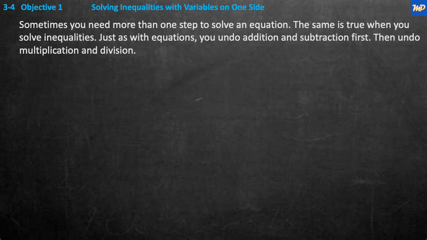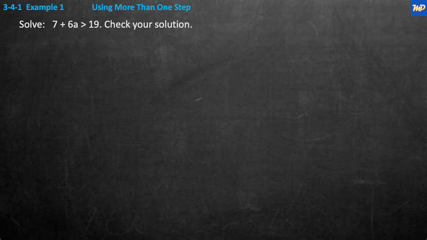Objective 1. Solving inequalities with variables on one side. Sometimes you need more than one step to solve an equation. The same is true when you solve inequalities. Just as with equations, you undo addition and subtraction first, then you undo multiplication and division. Okay, let's look at an example.